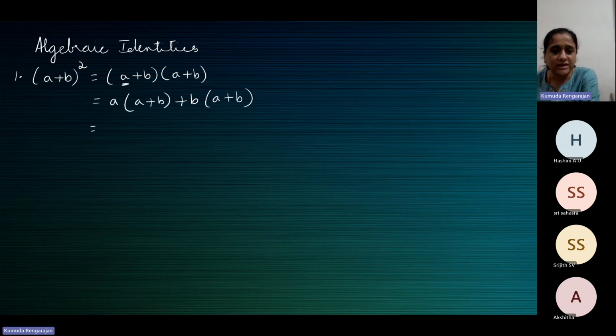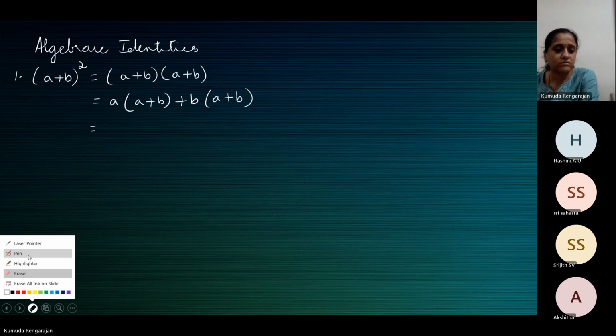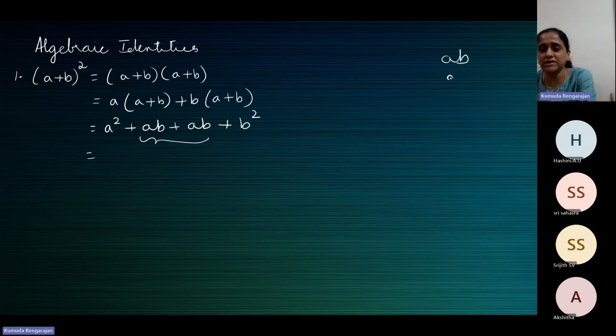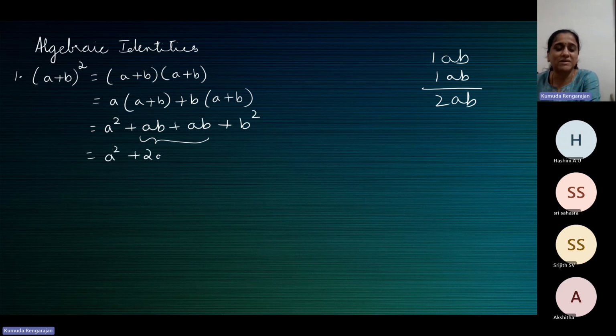So first term A into the second bracket A plus B, second term plus B into the second bracket A plus B. Okay. So multiply A into A, A squared, plus A into B, AB, plus B into A, BA, but I will not write BA, I'll write AB because of alphabetical order, plus B squared. So AB plus AB, what is AB plus AB? 2AB. 1AB plus 1AB is 2AB. A squared plus 2AB plus B squared.